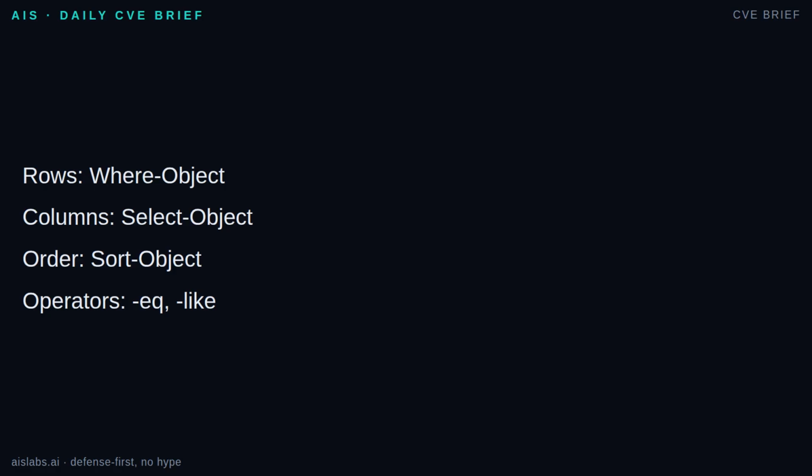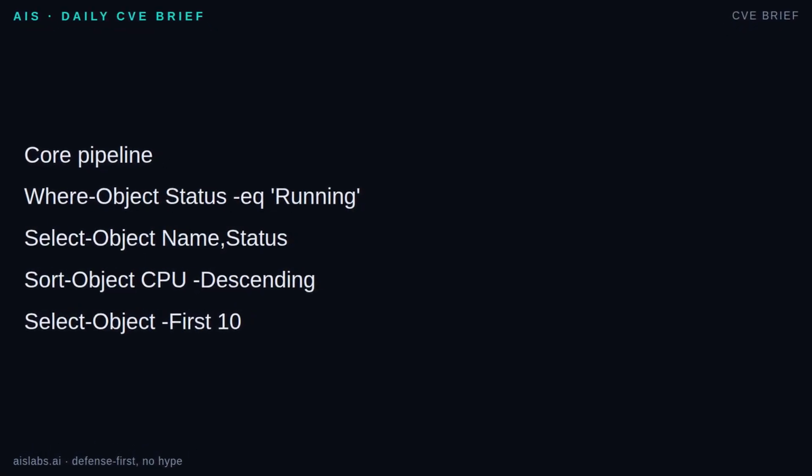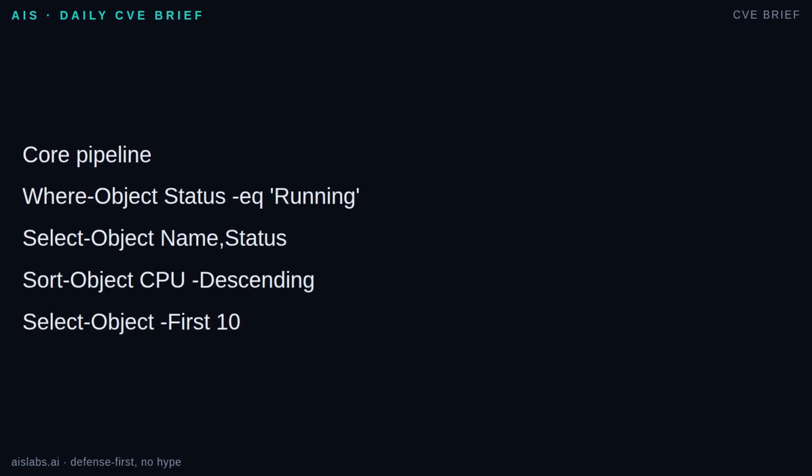The comparison operators from last episode drive the filters. -eq for equals, -ne for not equals, -like for wildcard matching, -match for regular expressions when you truly need them. In admin work, this pattern repeats everywhere: get objects, filter the set, sort if needed, then select the fields humans need. Start simple. Get-Service piped to Where-Object Status -eq Running returns only running services. Then pipe to Select-Object Name, Status, StartType, so you are not staring at extra properties.